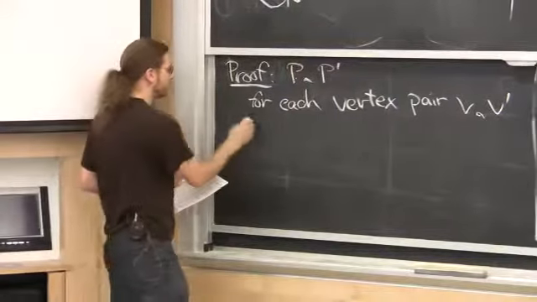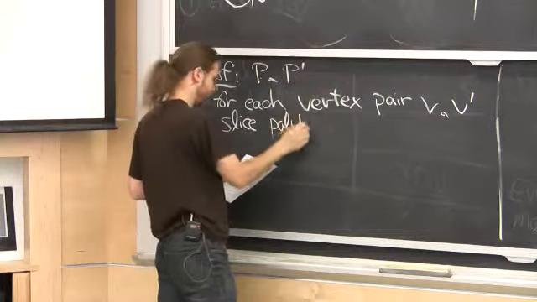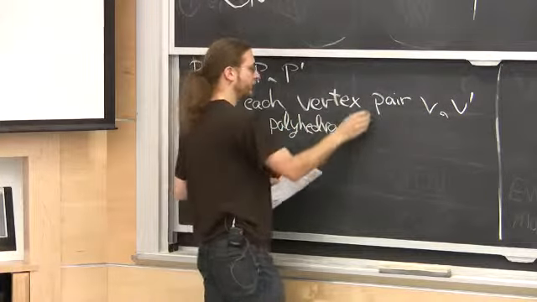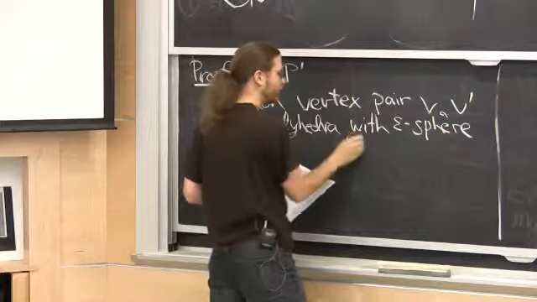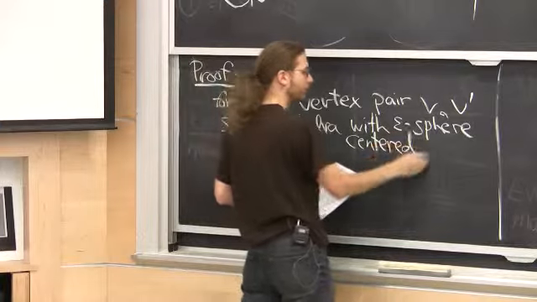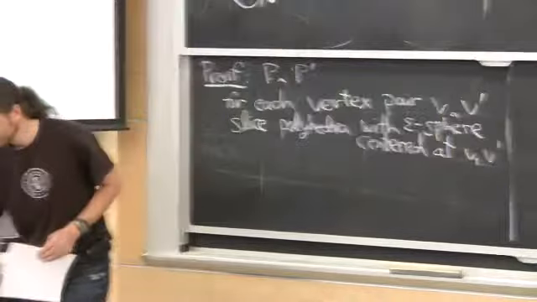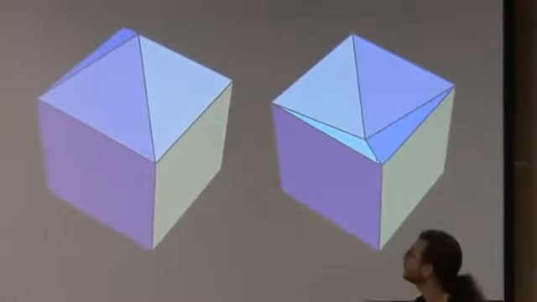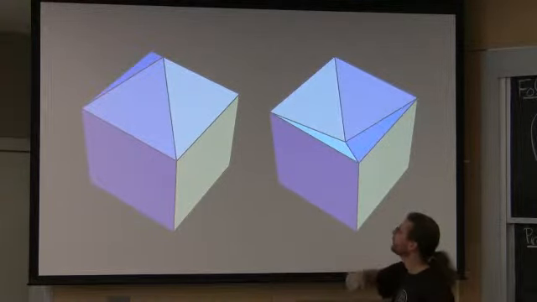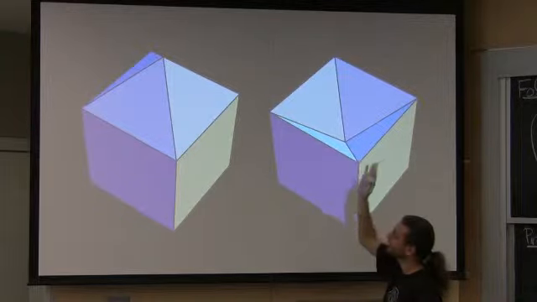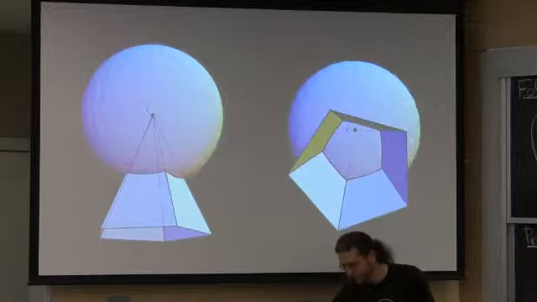And then I want to slice the polyhedra, P and P prime, with an epsilon-radius sphere, centered at V and V prime. Quick mention, this is not true if you allow non-convex realizations. We may have seen that example before. These have exactly the same combinatorial structure, same geometry on each face, but one's non-convex and they're different. As long as they're convex, they're going to be the same.